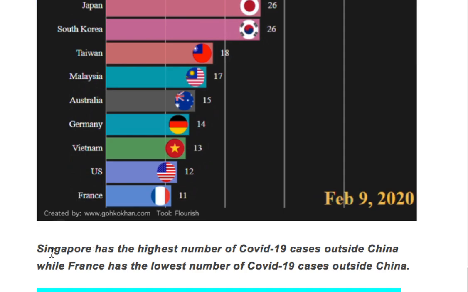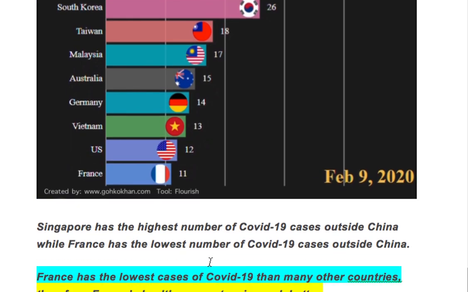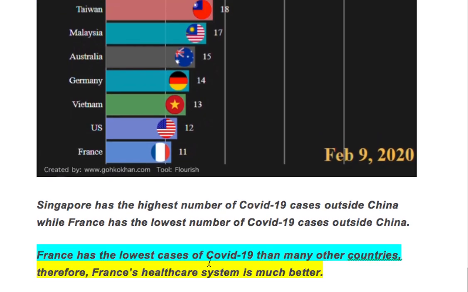Singapore has the highest number of COVID-19 cases outside China, while France has the lowest number of COVID-19 cases outside China. So both of these statements are correct because Singapore is the highest and France is the lowest, which is true. So now let us take a look at the next example.